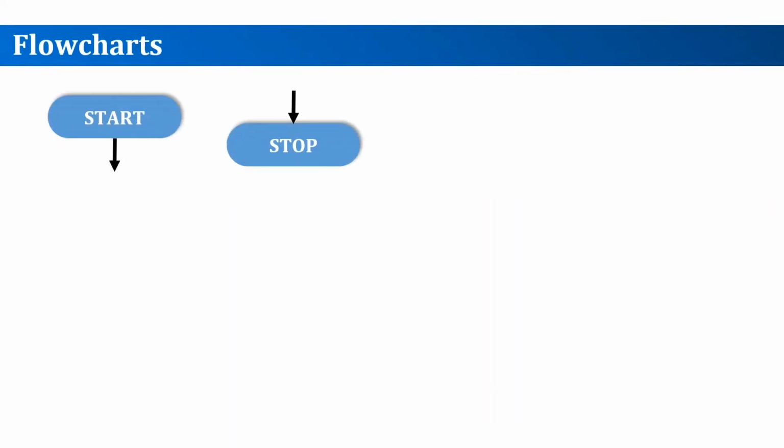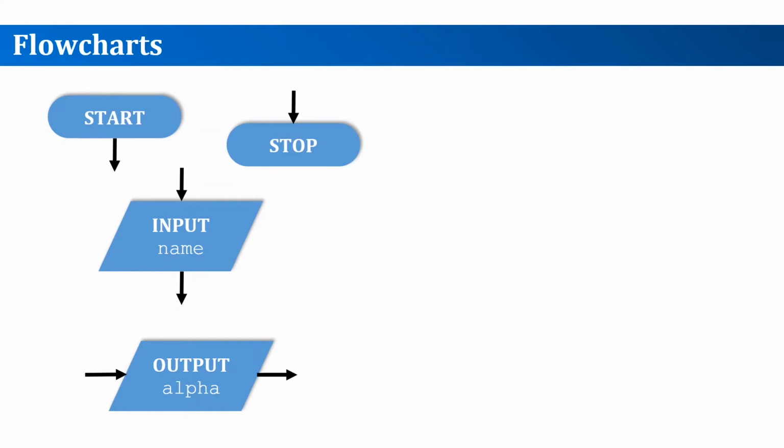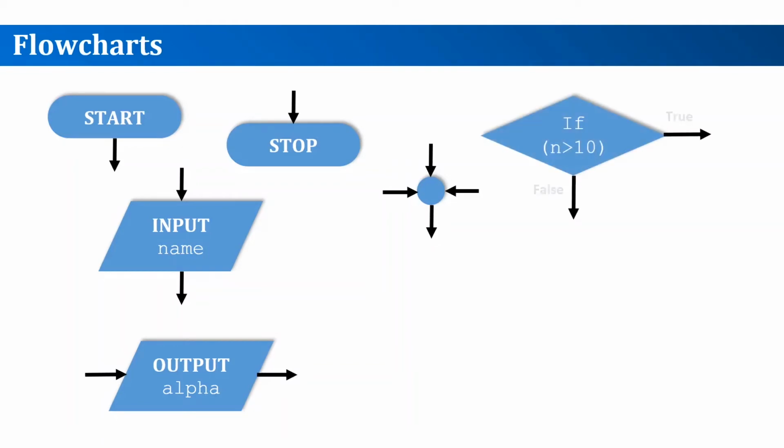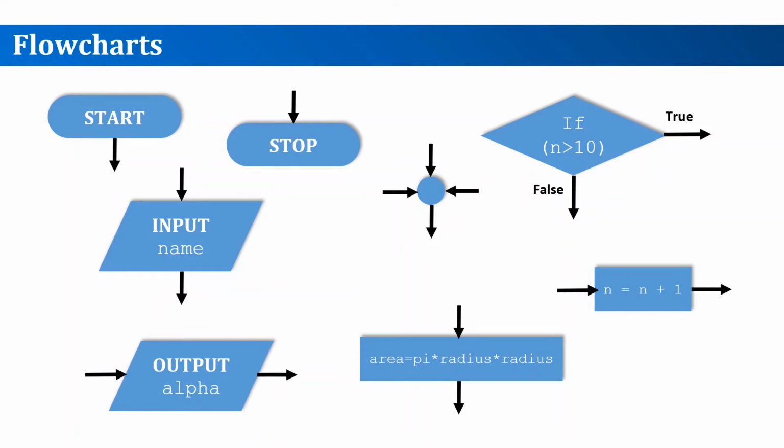An algorithm has a single start point and a single end point. The rounded rectangle or oval shape usually indicates the start and end of an algorithm. Taking input or printing out output is represented in a flowchart using a parallelogram. A connector node is used to merge different paths into a single one. A rhombus is used to represent a conditional statement with two outputs, true or false. Variable initialization and assignment statements are represented in rectangles.